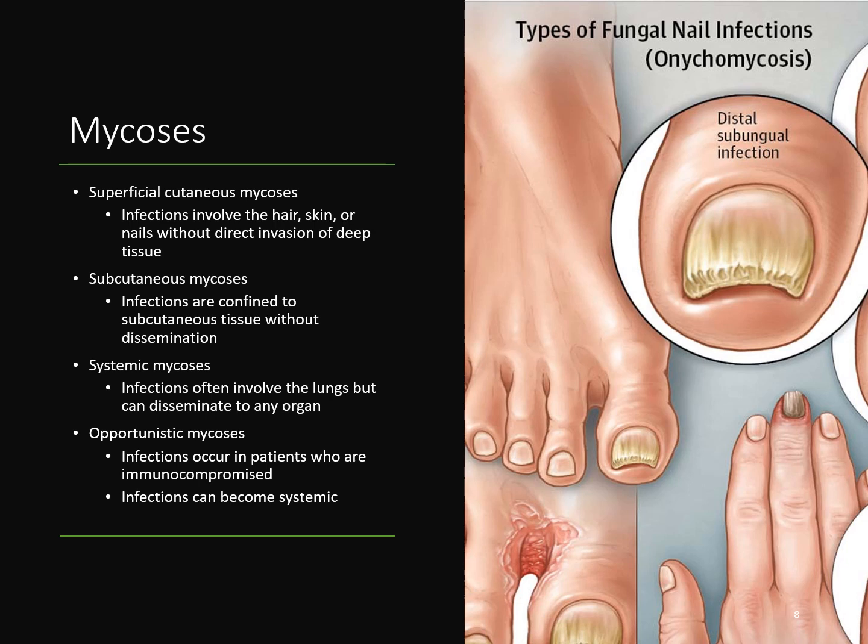And then you also have opportunistic mycosis, which is infections that occur in patients that have been immunocompromised, whether HIV or some sort of suppression to the immune system, like someone that may be being treated with high doses of steroids, or maybe a cancer patient whose immune system has been wiped out with chemotherapy. And these infections can become systemic. In other words, they can affect the entire body or any organ within the body.